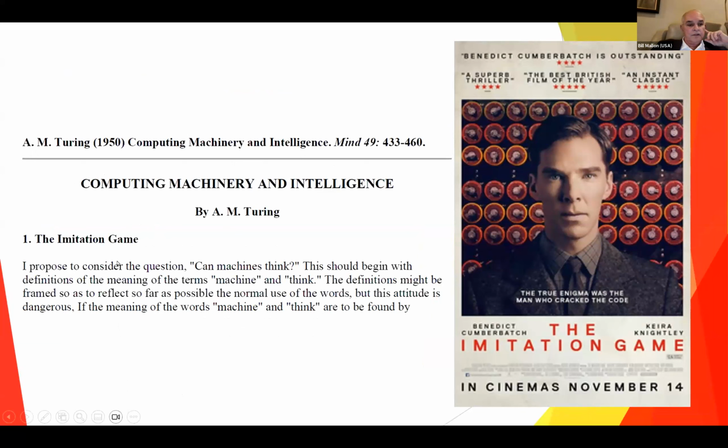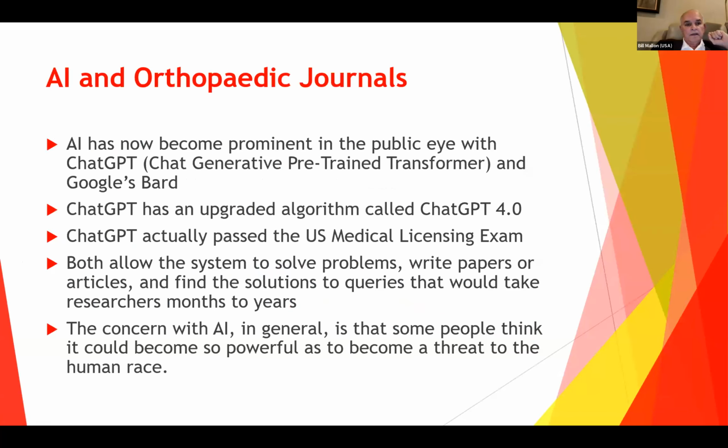You can see here he subtitled it The Imitation Game, which became the movie that came out with Benedict Cumberbatch a few years ago. And right in the first paragraph, he asked the question, can machines think, which he tried to answer in the article. So it's really become prominent with ChatGPT, as Laurent mentioned, and that's been upgraded to ChatGPT 4.0, which again is not free yet, but I think it'll come out there.